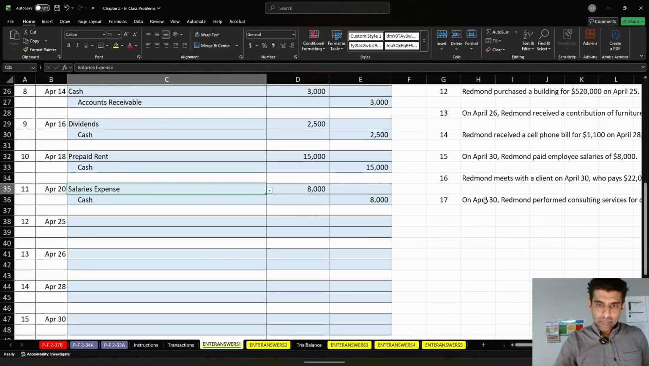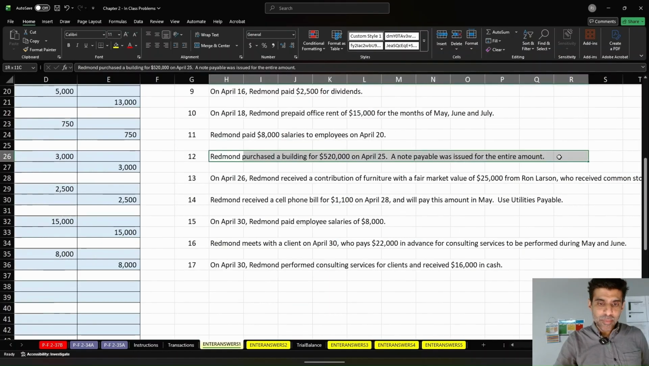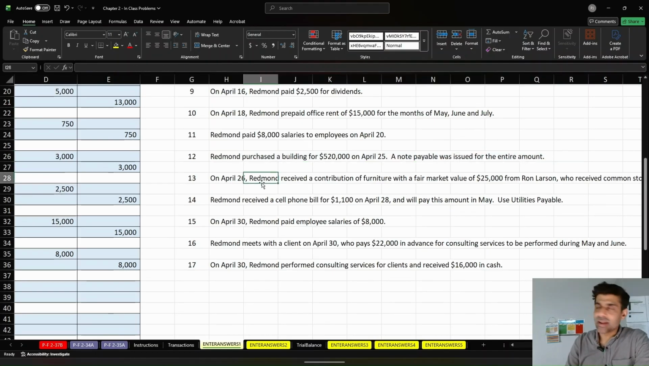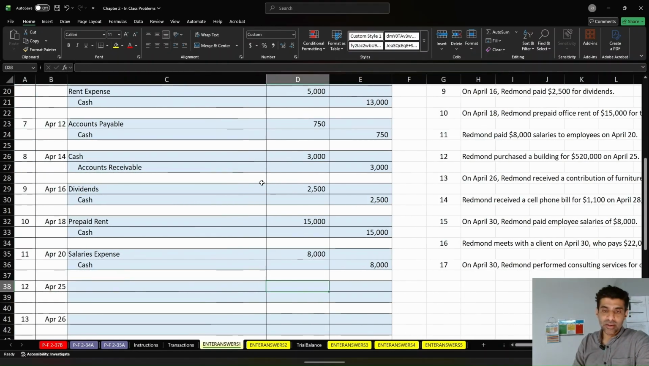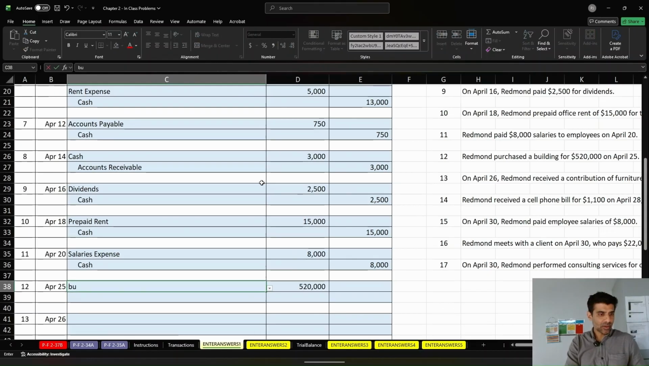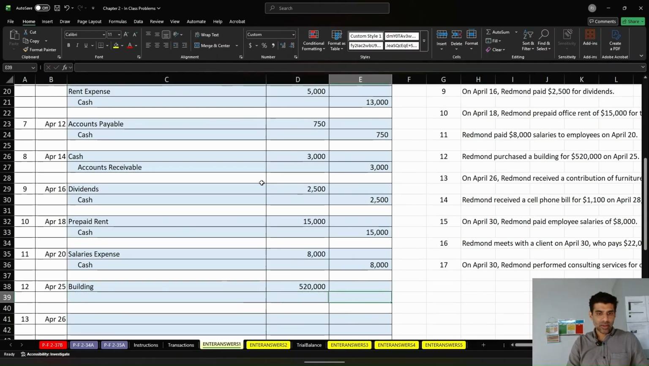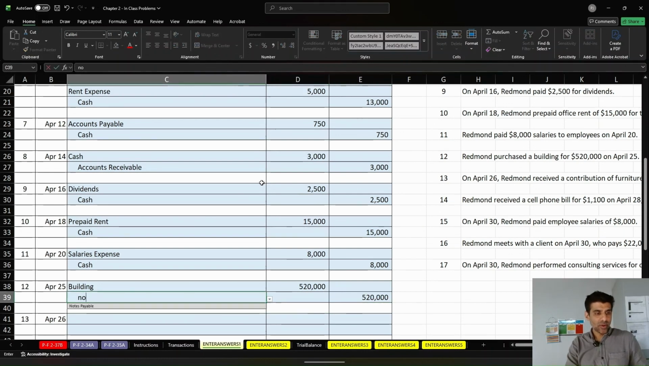Okay, we purchased a building. So we're purchasing a building and we're not paying any cash for it. We're taking on a loan for the entire purchase amount. So the building, what is that? Is that an asset, liability, revenue, expense? What is it? Asset. We're receiving it. So is that a debit or a credit? Debit. Okay, so 520,000 debit to building. And we know there's a credit 520,000. What should it be to? Notes payable.